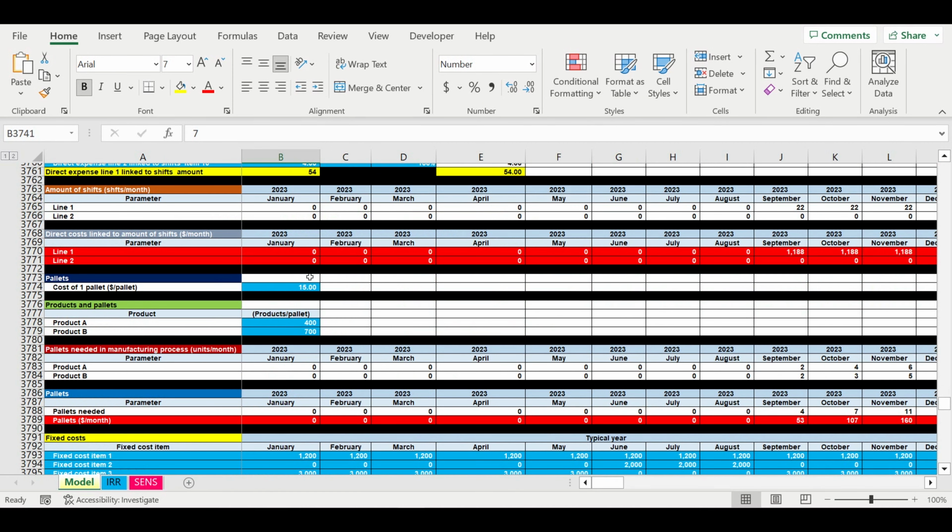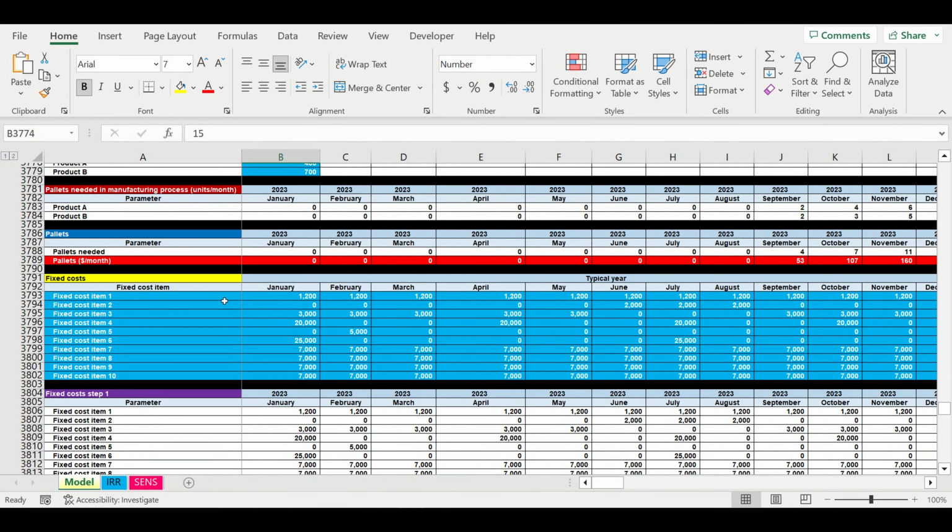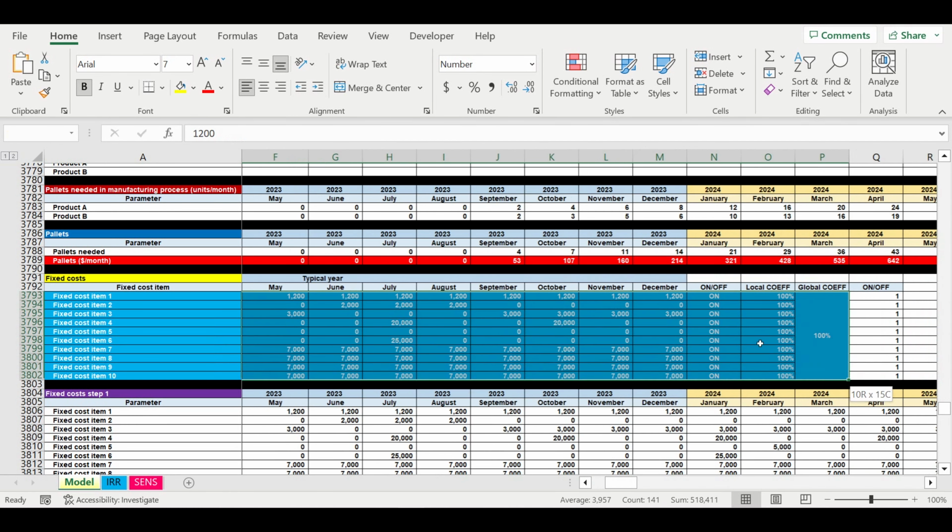Then we are looking at packaging costs, for example, pallets. Then we specify the fixed costs. So here we specify what the fixed costs are in our business idea. Then we have a typical year where we describe the payments for these fixed costs. We have local and global coefficients. We can switch on and off different types of expenses. So all this is needed for scenario play, so it is vital.